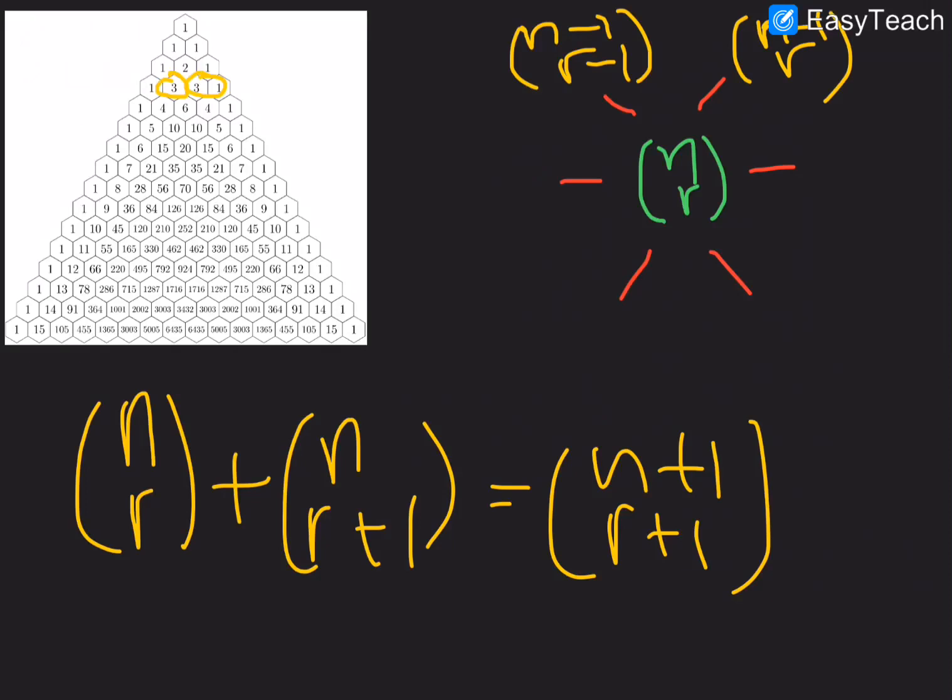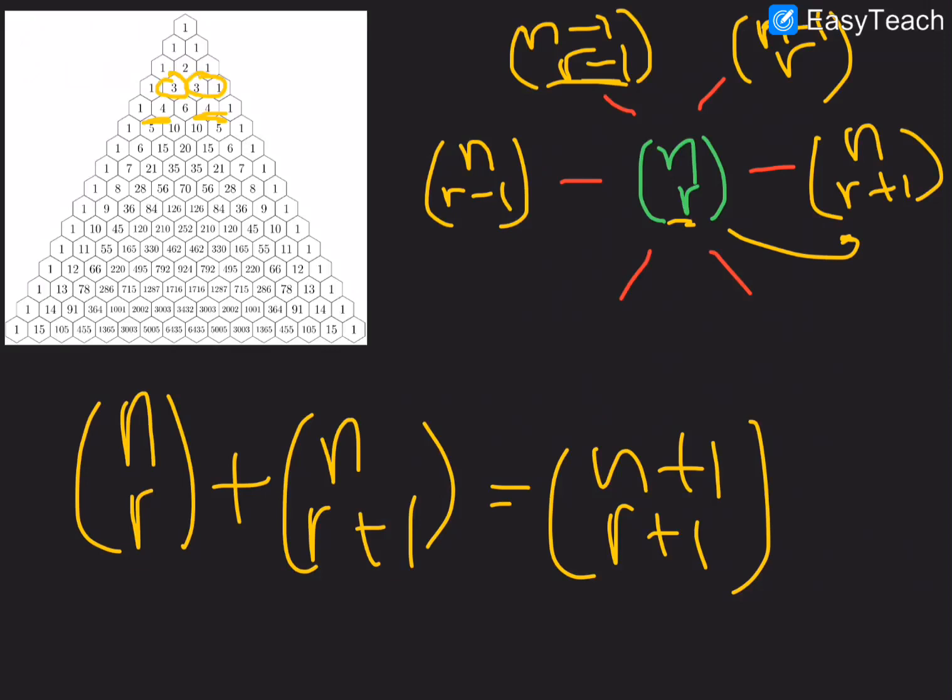And then this one right here is in the same row as the middle number, so it's going to have n and r minus 1. And on this side of it, it's going to be n choose r plus 1, because if this is r, then this way is r minus 1, and this way it's going to be r plus 1.